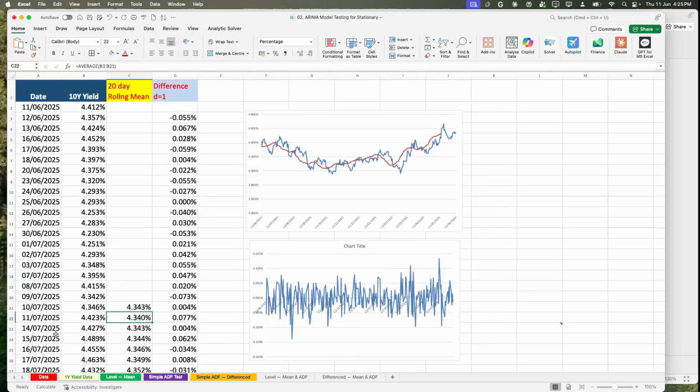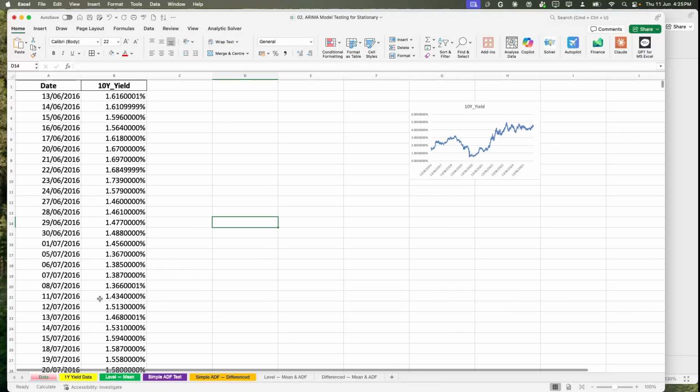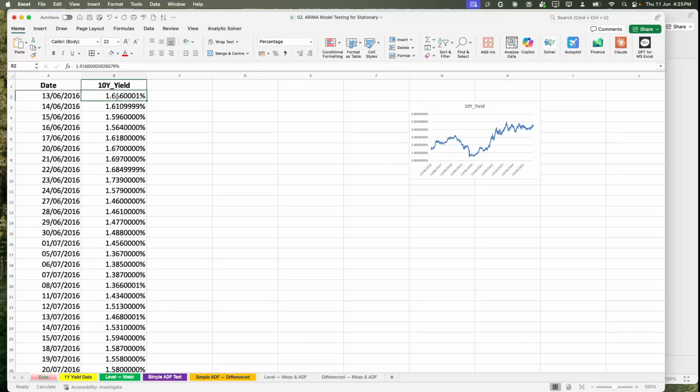Now look at the data. I have taken real-time data of the US 10-year yield, one year of data, and I have used Python code to download the data.